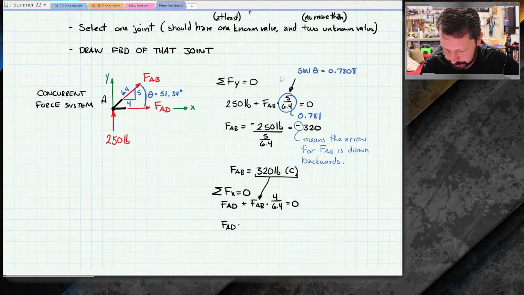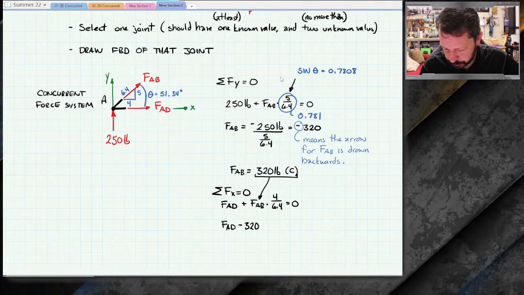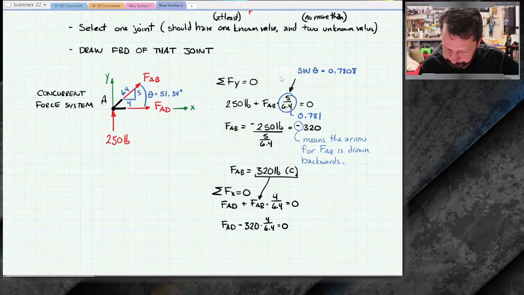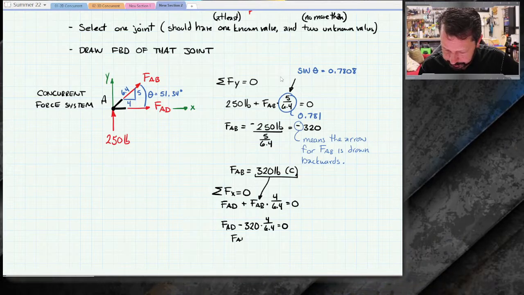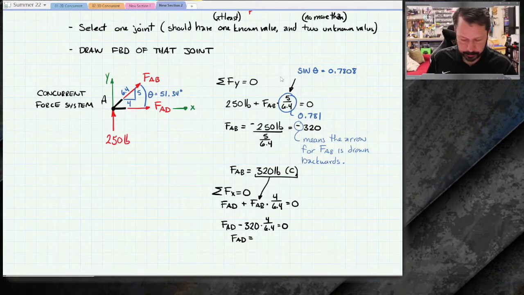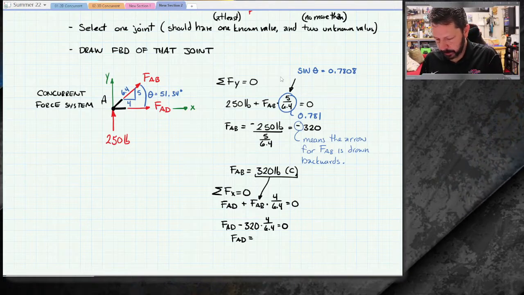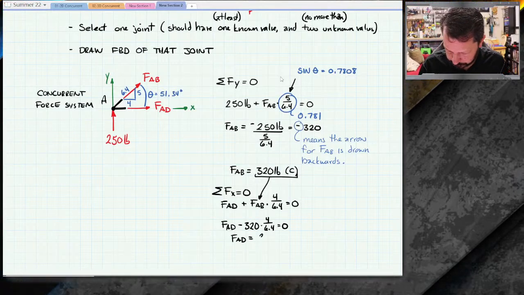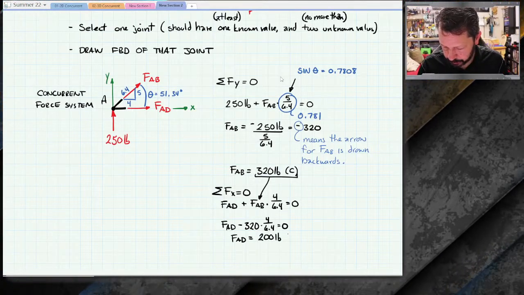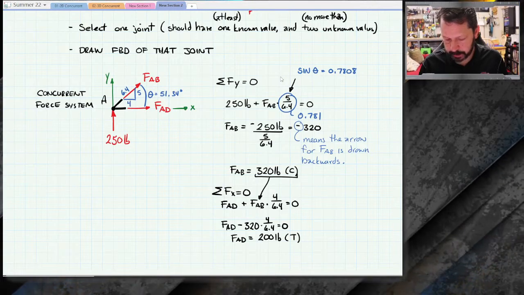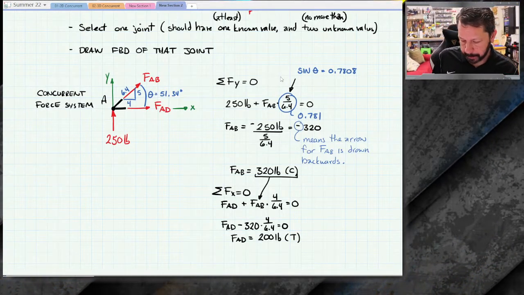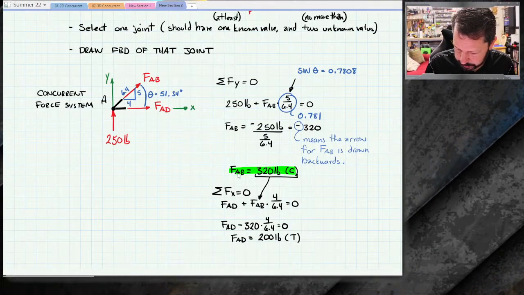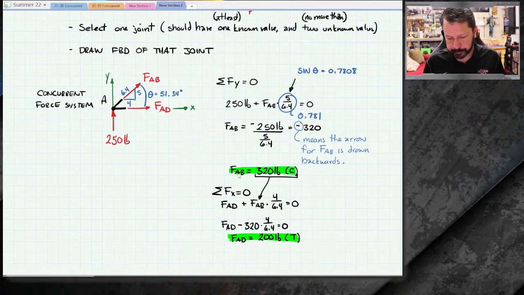So FAD minus 320 times 4 over 6.4 equals 0. FAD, when I move all that to the other side, it all becomes positive. 320 times 4 divided by 6.4 is 200. And we'll put the tension on there because it really is going in tension. So we've solved for that guy and that one.